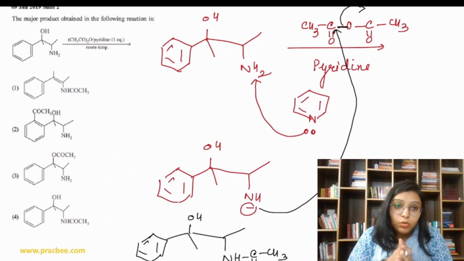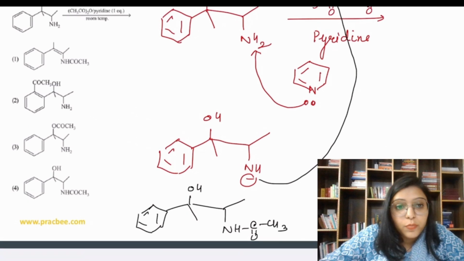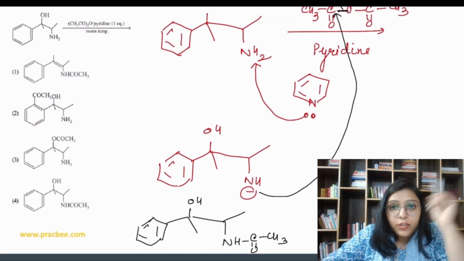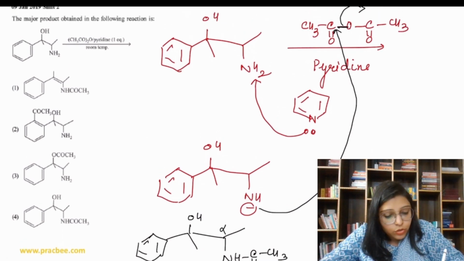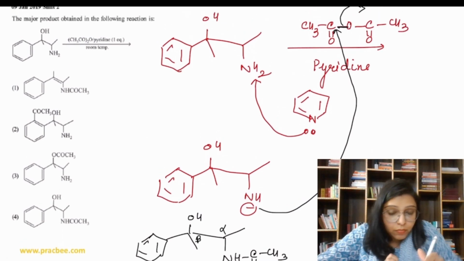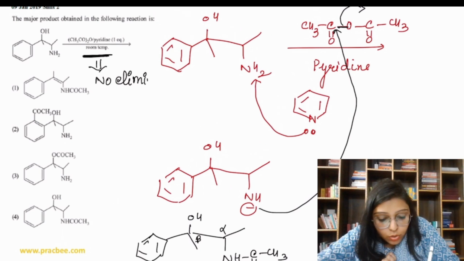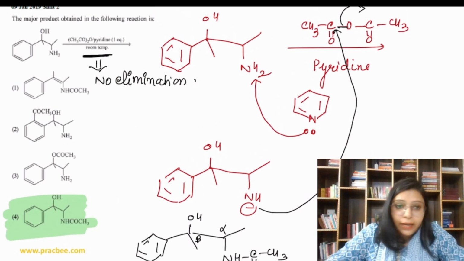This reaction is also used to protect the amino group. This is called acylation reaction. Now the point is that we have alpha position and beta, we can remove water, but here room temperature is given. So at room temperature we are not going to do elimination, so no elimination. So from that point of view, option number 4 is going to be the correct answer.